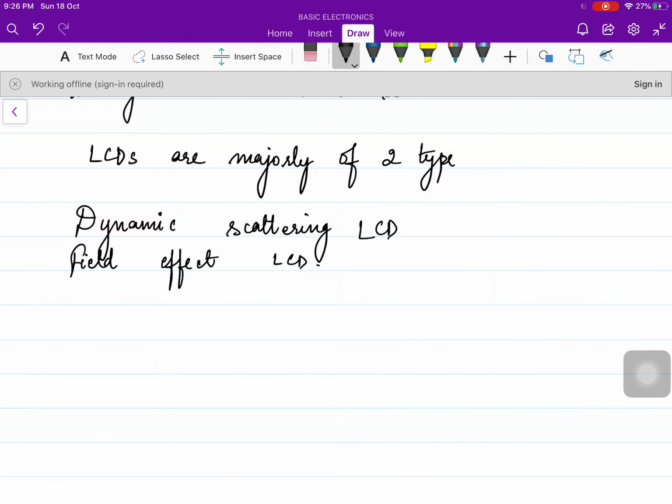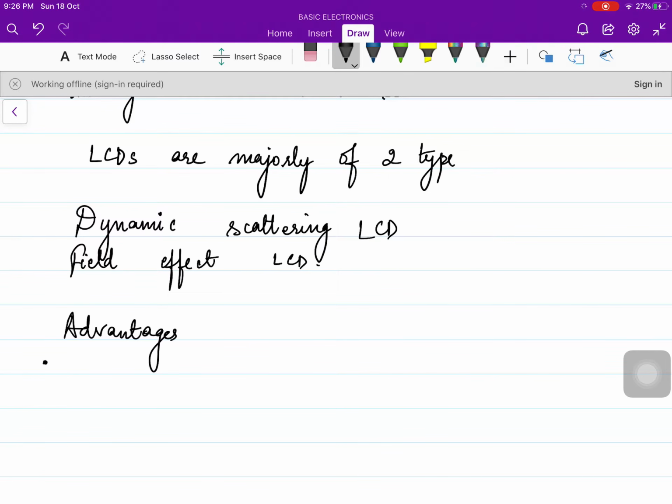Now let us figure out some of the advantages and disadvantages of LCDs. So if I talk about the advantages of LCD, it requires less power and it requires low cost. It has low threshold voltage and requires low operating voltage and current.